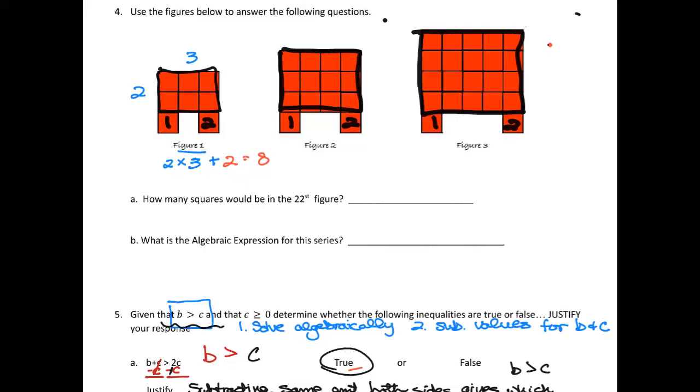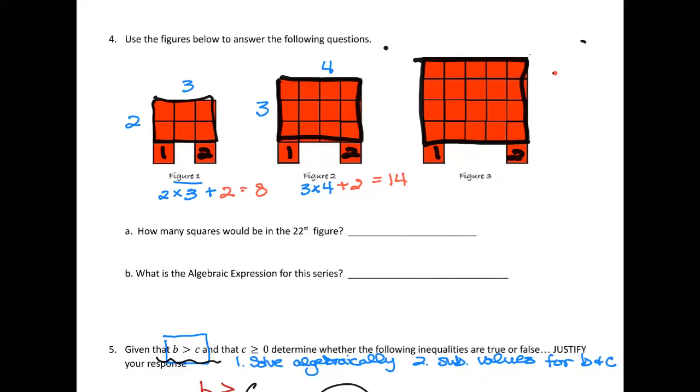Figure 2. What is the size of the rectangle in figure 2? 3 by 4 plus 2 gives you a total of 14. And we can count them and we can justify that. Figure 3, and what is that size rectangle? 4 by 5. So that's 4 by 5 plus 2, which is 22.